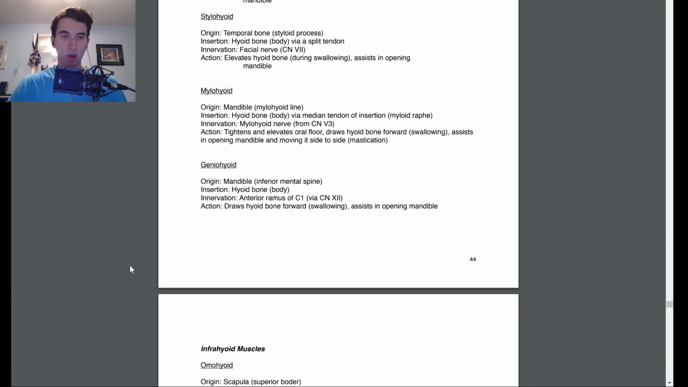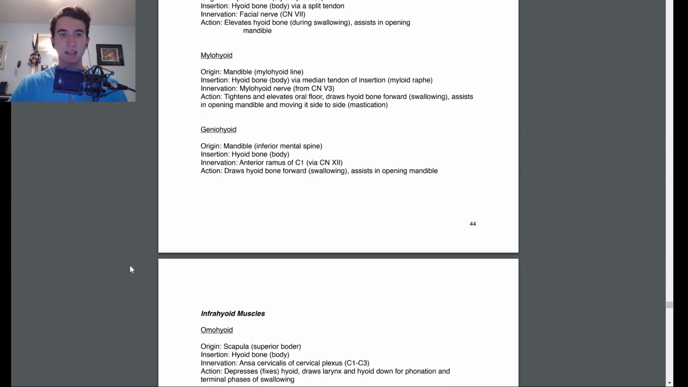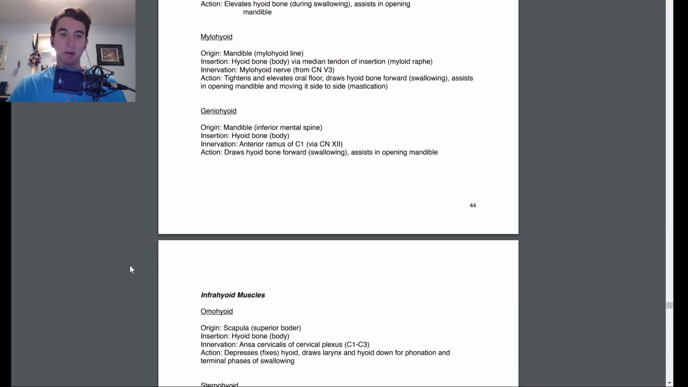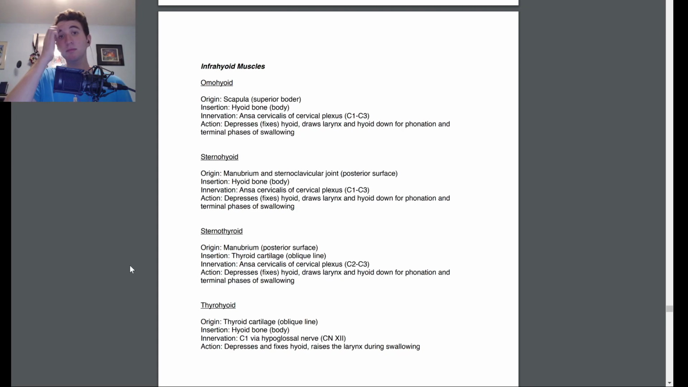And we have the geniohyoid, which originates at the mandible, the inferior mental spine, and inserts at the hyoid bone, the body. It is innervated from the anterior ramus of C1 via cranial nerve 12. And the action is that it draws the hyoid bone forward for swallowing and assists in opening the mandible. Then we have the infrahyoid muscles.